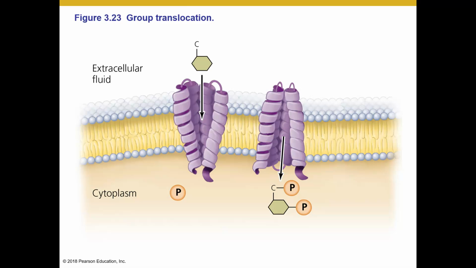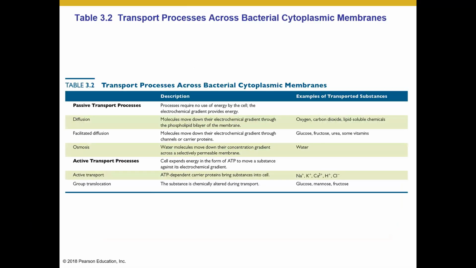Mini-check. What makes group translocation different from other active transport? Answer: the substance changes chemically during transport. This table summarizes everything we've discussed about transport: passive diffusion, facilitated diffusion, osmosis; active, uniport, symport, antiport, and group translocation.